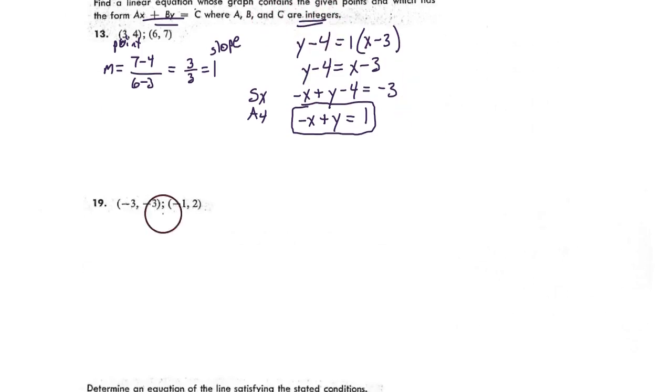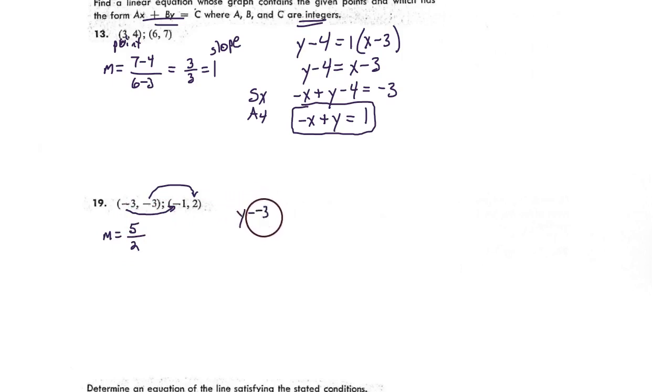Number 19 is the same kind of question. So first find the slope. From -3 to +2, the y value has increased 5. From -3 to -1, the x value has increased by 2. Or you can get the slope by subtracting the values. Now that we know the slope and we know a point, we can use point-slope form.